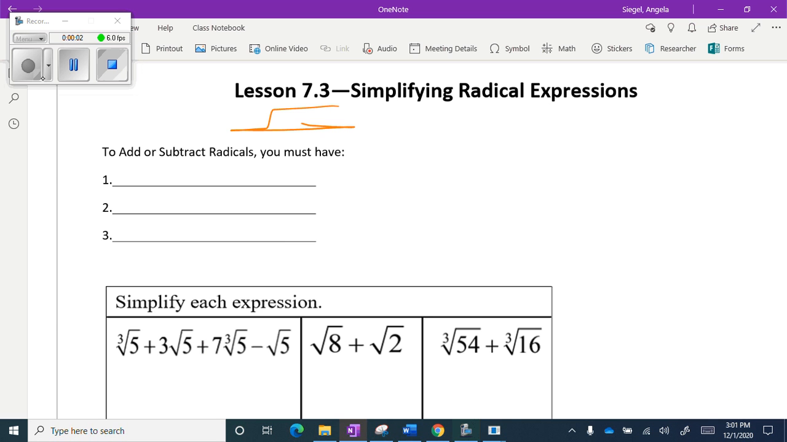Hey guys, welcome to lesson 3, and we are going to be talking about simplifying radical expressions. So really, that's all we've been talking about is just doing different things with them.